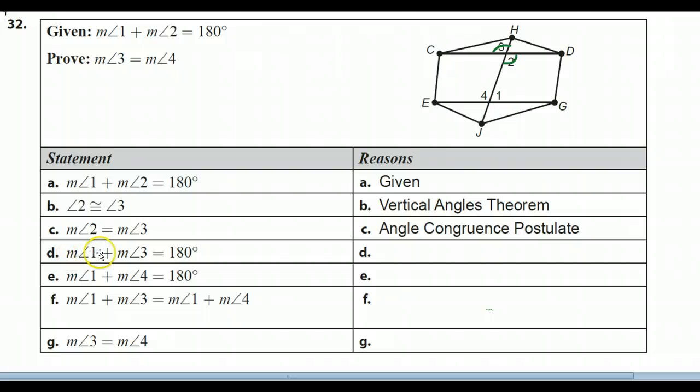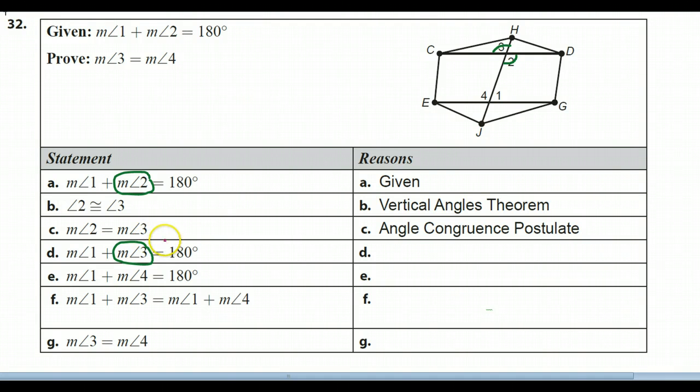Statement D, we have measure of angle 1 plus the measure of angle 3 equals 180 degrees. Okay, so how did I get that? Well, like I keep repeating, the first thing to do is look up above at these statements. Maybe it might just be from statement C. Maybe you need to put a few of these statements together to get to statement D. And in this case, we're going to put statement C and statement A together. If you look carefully, statement D is really the same thing as statement A, except right here, instead of the measure of angle 2, we have the measure of angle 3.